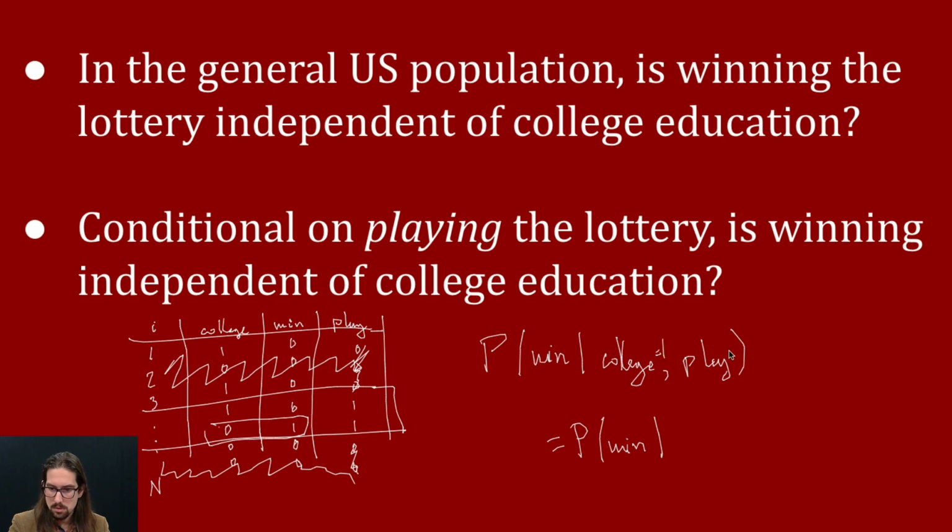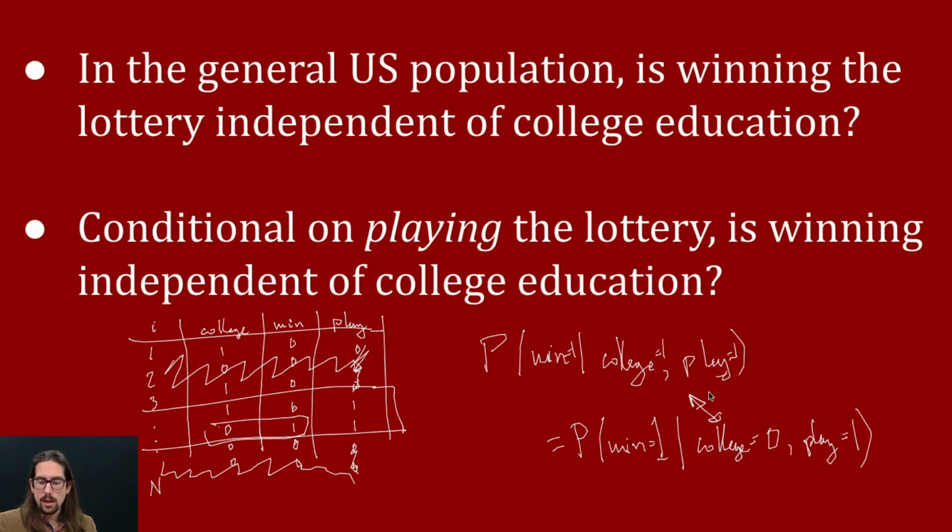So I should put college equals 1. Be strict here. Given, sorry, my ones look like the conditioning. Given that college is 0 in the population of people who are playing. So this variable, knowing college, gives me no information about winning as long as I already know about playing.